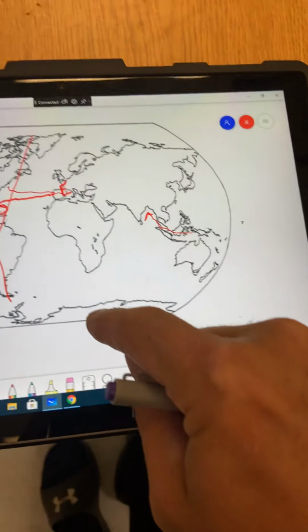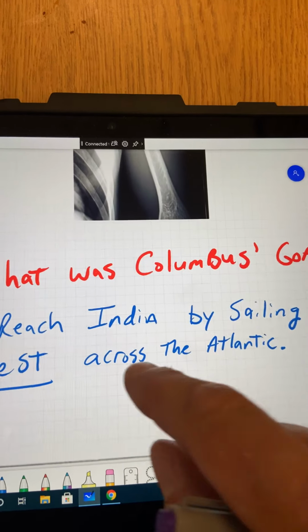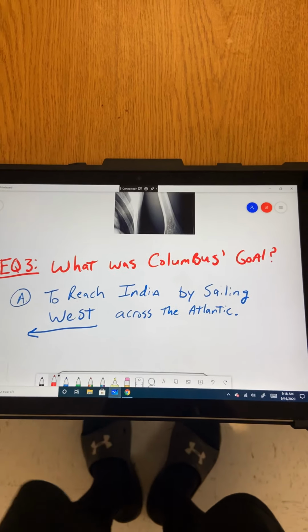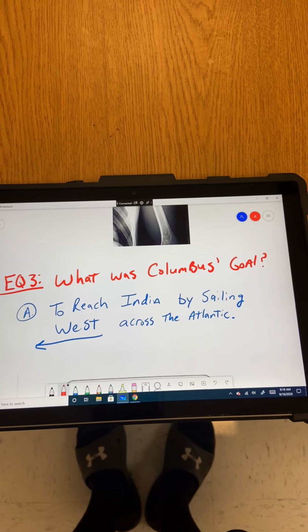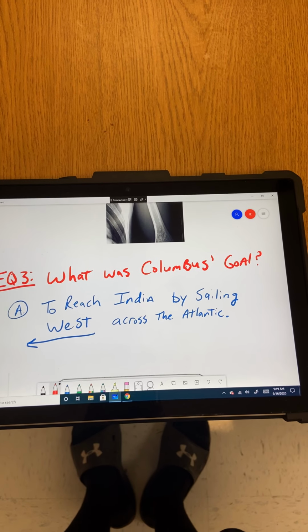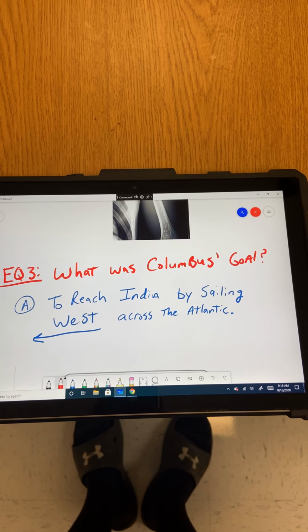Now you may have to pause my screen, but the very first essential question that we're going to talk about today is EQ number 3. What was Columbus's goal? What was he actually trying to do? Go ahead and pause me and write this question and answer down.